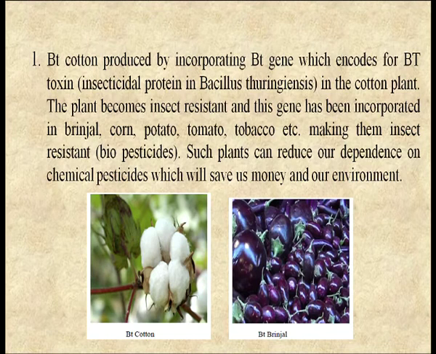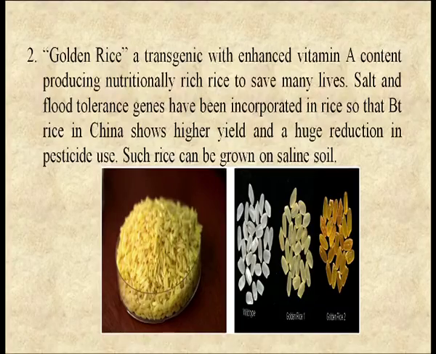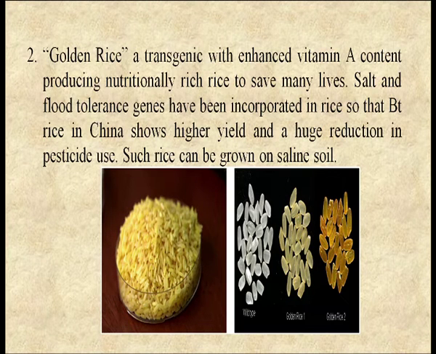Bt cotton, produced by incorporating the Bt gene, which encodes for Bt toxins, in the cotton plant. The plant becomes insect resistant, and this gene has been incorporated in brinjal, corn, potato, tomato, tobacco, etc., making them insect resistant. Such plants can reduce our dependence on chemical pesticides, which will save us money and our environment. Golden rice is transgenic with enhanced vitamin A content, producing nutritionally rich rice to save many lives.